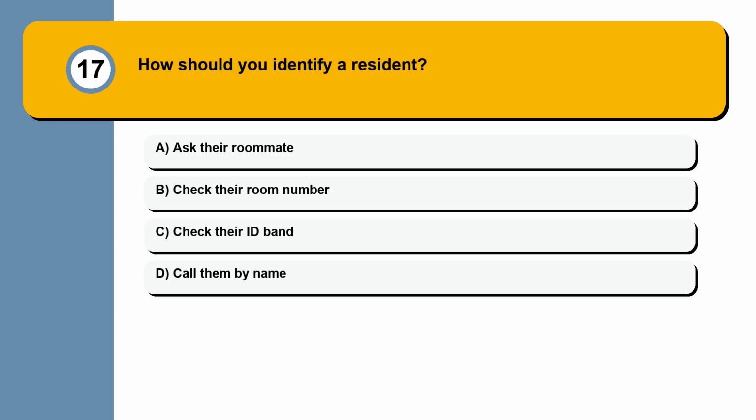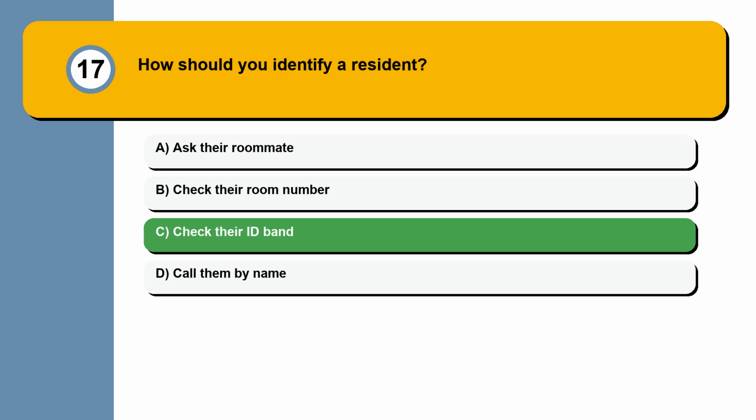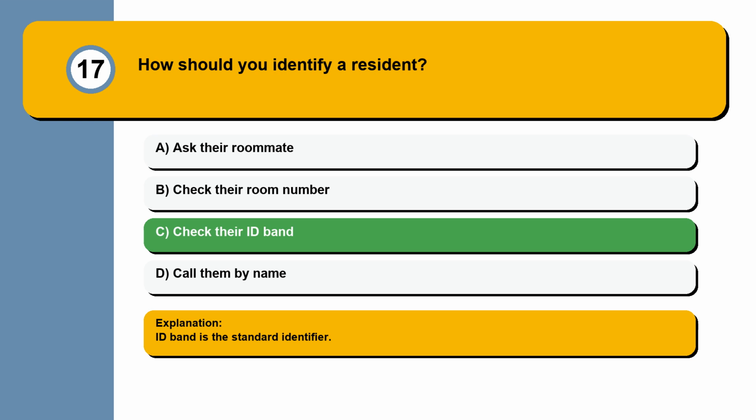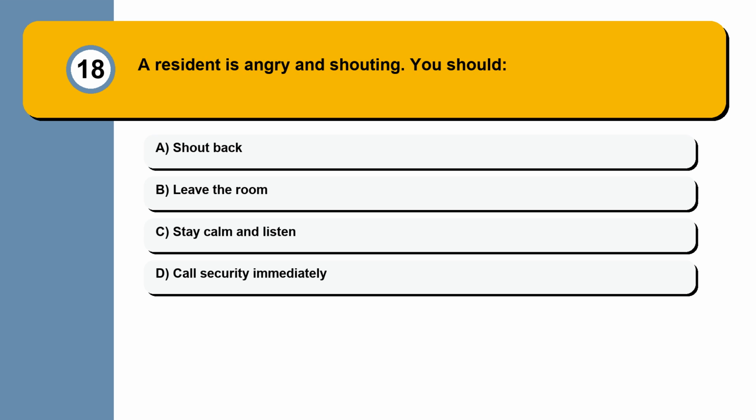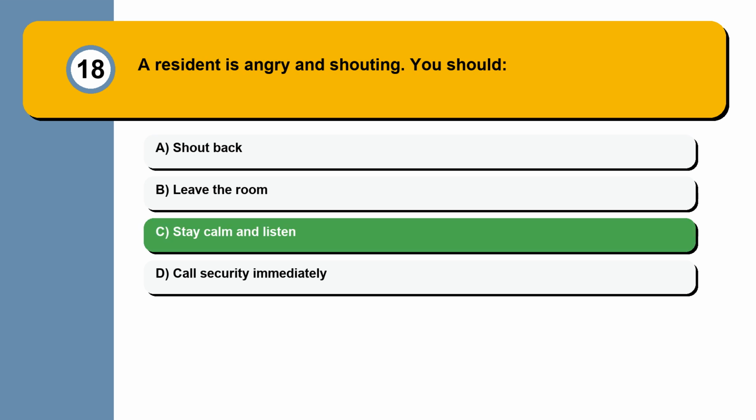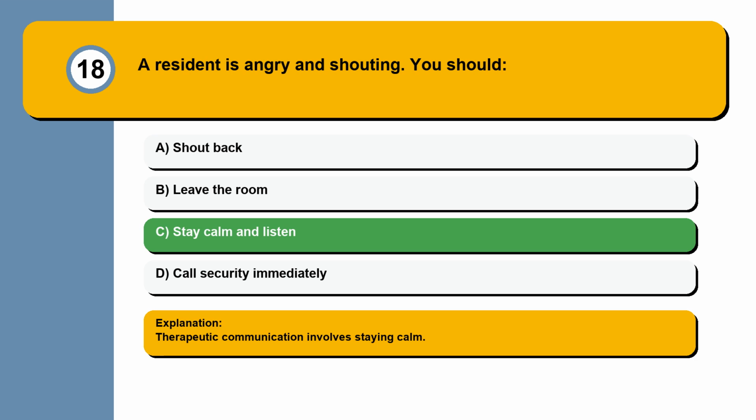Question 17. How should you identify a resident? Ask their roommate. Check their room number. Check their ID band. Call them by name. ID band is the standard identifier. Question 18. A resident is angry and shouting. You should shout back. Leave the room. Stay calm and listen. Call security immediately. Therapeutic communication involves staying calm.